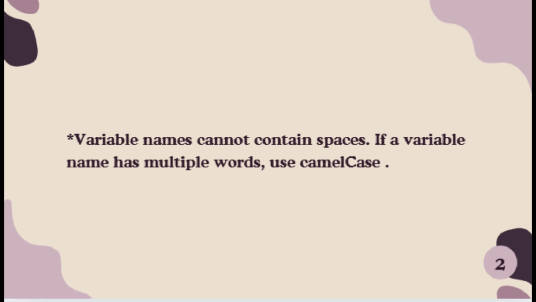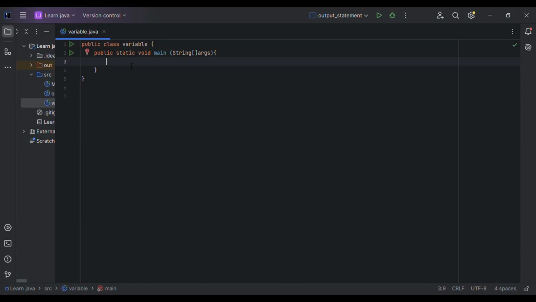The second rule states that no space is allowed. It means that a variable name cannot contain any space. If a variable name has multiple words, then use camel case or underscore sign. For example, when I write a variable name with a space such as father name, the compiler shows an error. However, when I use an underscore like father underscore name, the compiler accepts it without any issue.